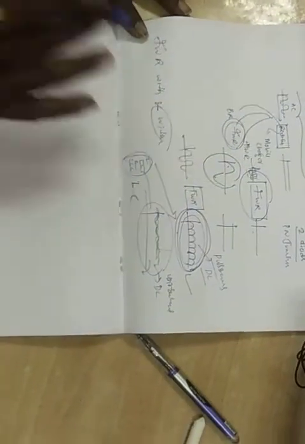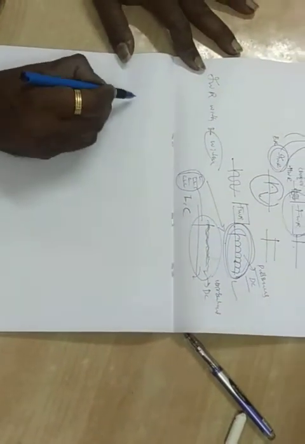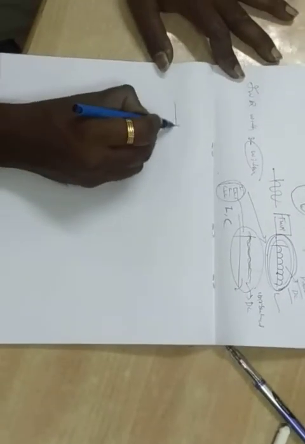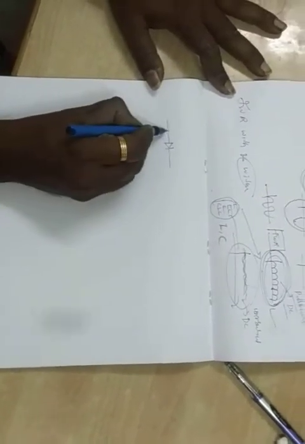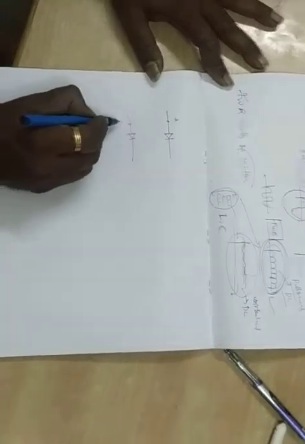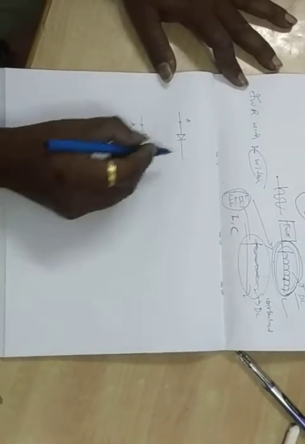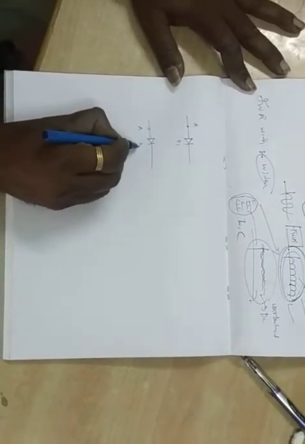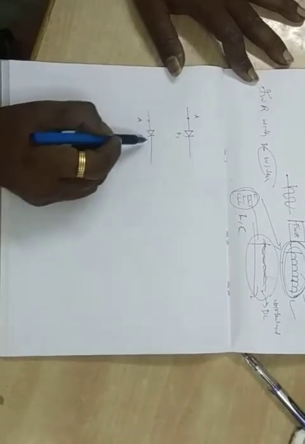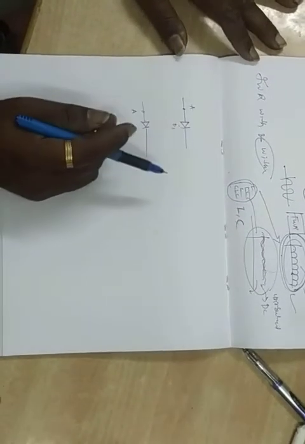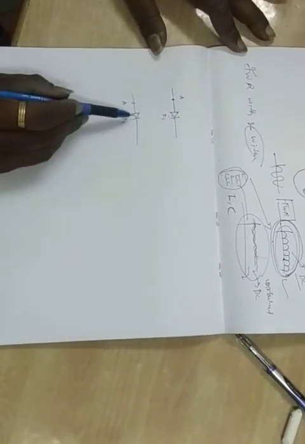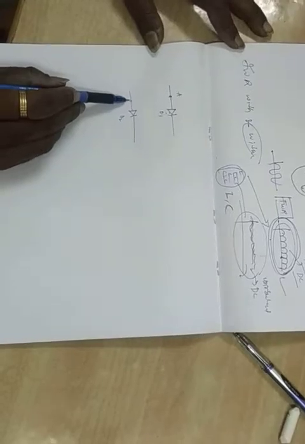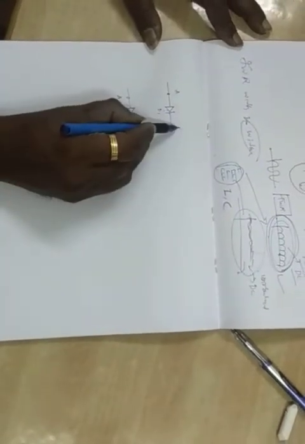Then I am going with the circuit diagram of the full wave rectifier. How many diodes are being used? Two diodes. Which diodes are these? PN junction diodes. This is diode 1 and this is diode 2. For diode 1, this is the anode. For diode 2, this is the anode. This is the cathode and this is the cathode.